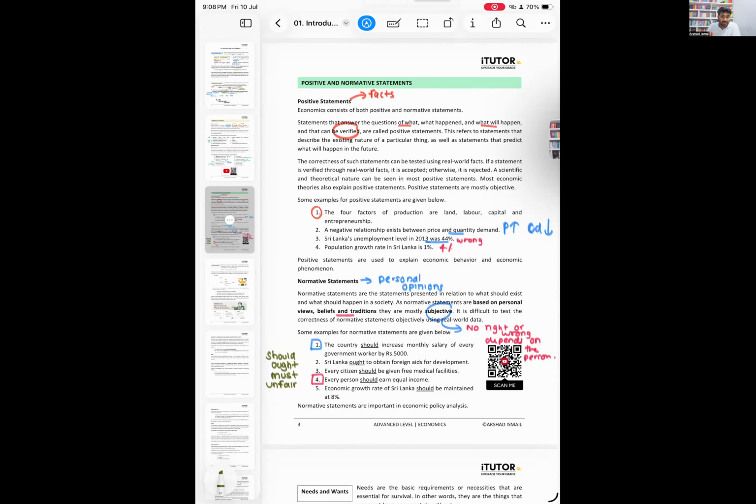Then what's a normative statement? A normative statement, Lamai, is a personal opinion. There is no right or wrong there. You might say we should do this. I will say no, Lamai, we should do this. You say, sir, every government worker should get 5,000 more. I will say no, government doesn't have the money. They should not give 5,000. There is no right or wrong. These are personal opinions. Is that okay? That's the entire summary of today's class. Fine. In detail, we will learn next week.